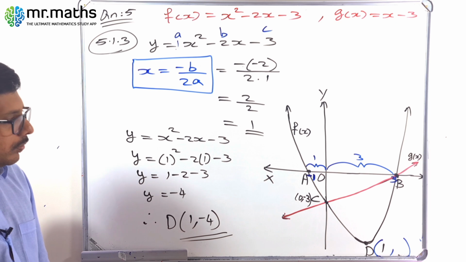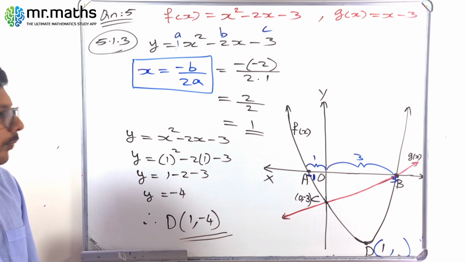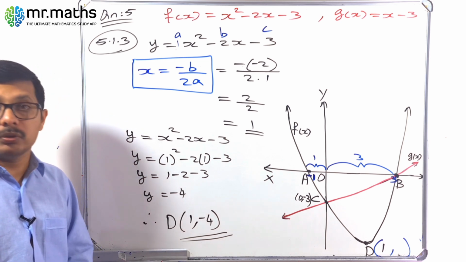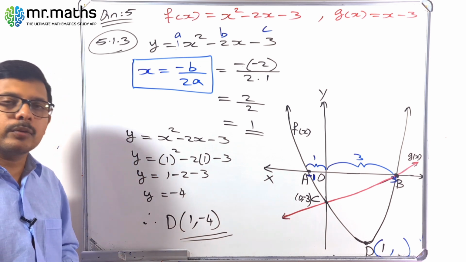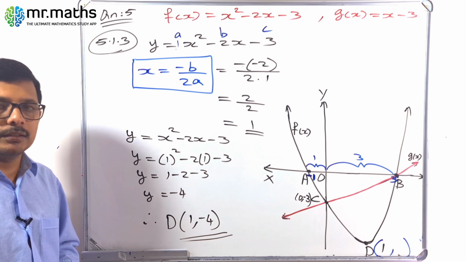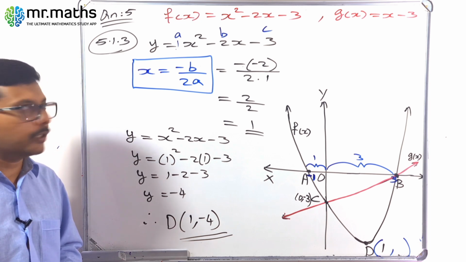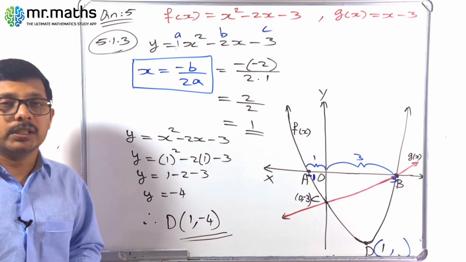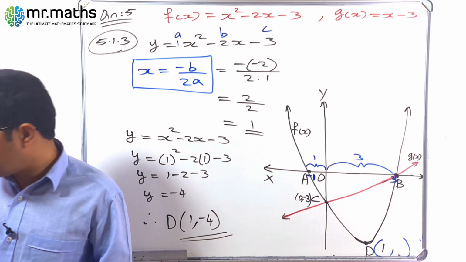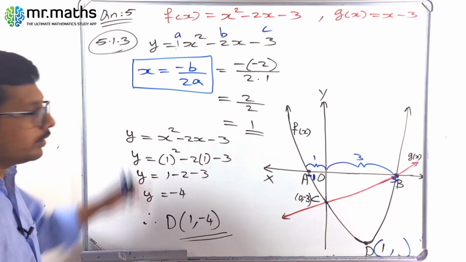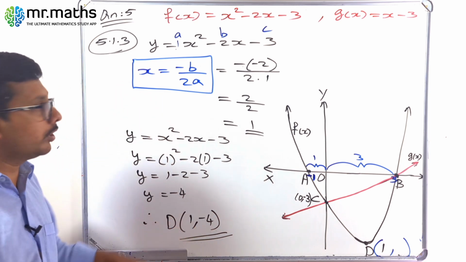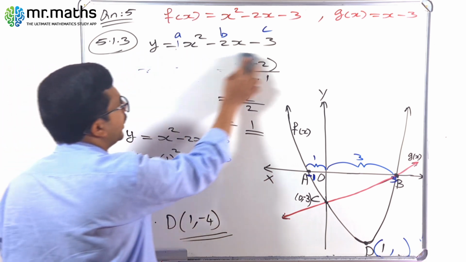Any other method? This is one method. Is there any other method to find the coordinates of D? There are different methods you can use, I think 2 or 3 methods in this question itself. This is one method to find the coordinates of D. Let me explain another method quickly.